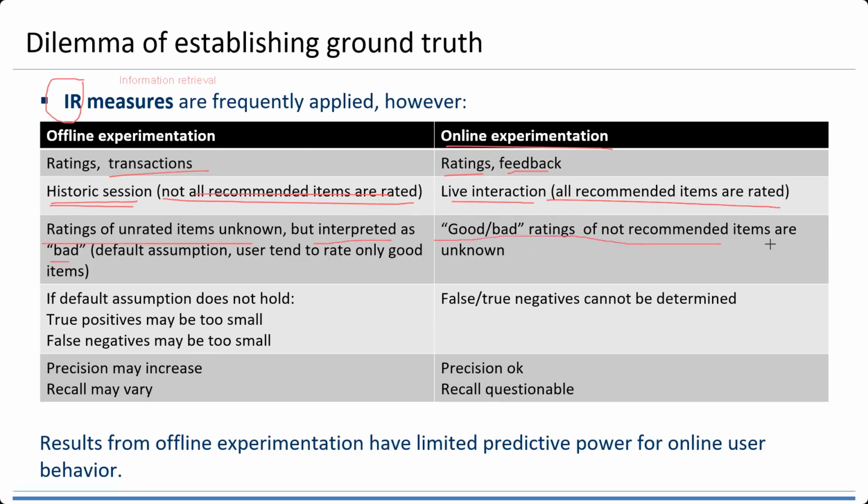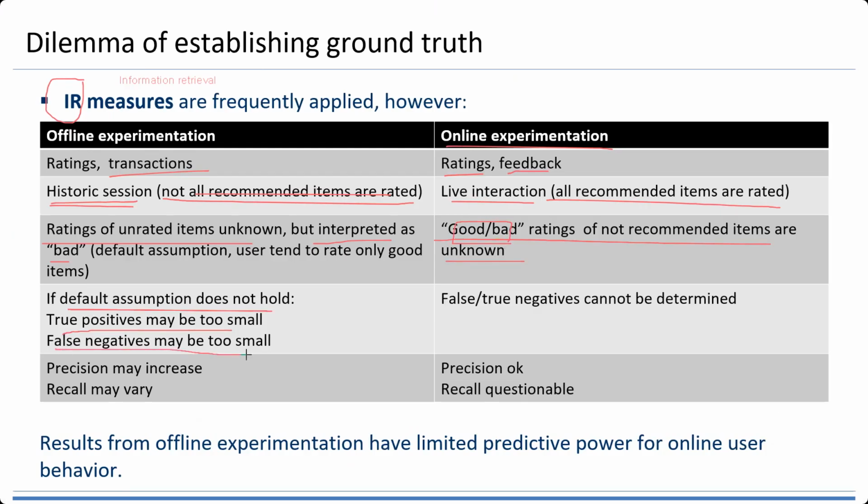Good or bad ratings of not recommended items are unknown. So if it is online, we cannot get the idea whether it is good or bad. Because if you look at live streaming, you can get a lot of comments directly, but it is difficult to directly know whether the user likes it or not. We may just know whether the user purchased it or not.